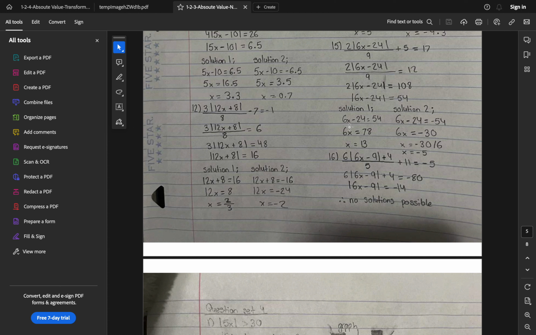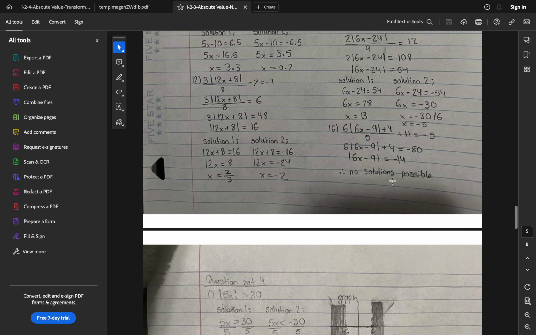For the first solution, we rearrange to isolate for x, so it becomes 6x is equivalent to 78, right? 78 divided by 6 is equivalent to 13. All right, for the second solution, once again, we isolate for x, so it becomes 6x is equal to negative 30. x is equivalent to negative 30 divided by 6, and x is equivalent to negative 5.